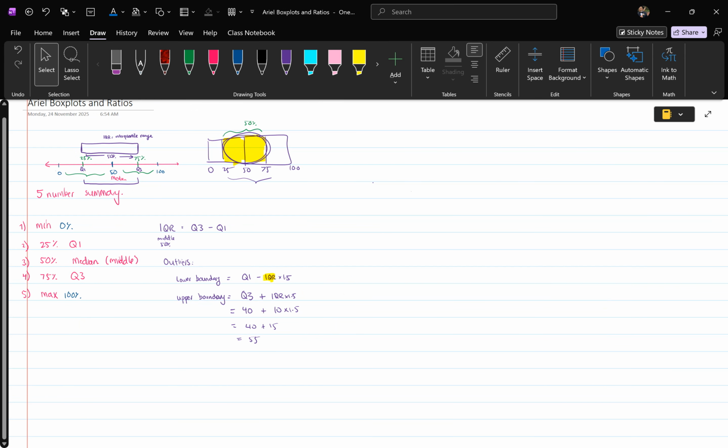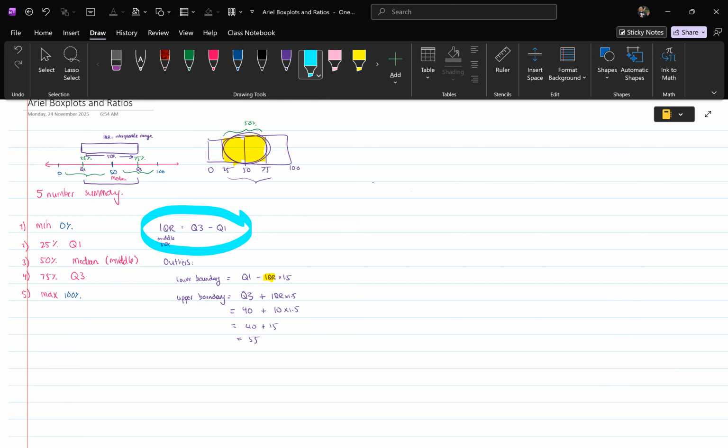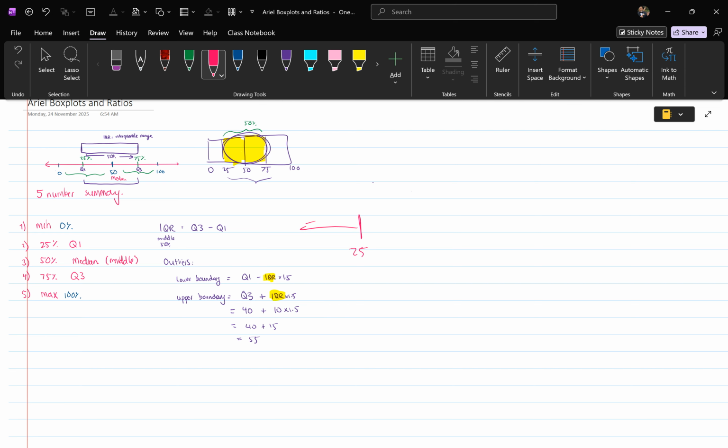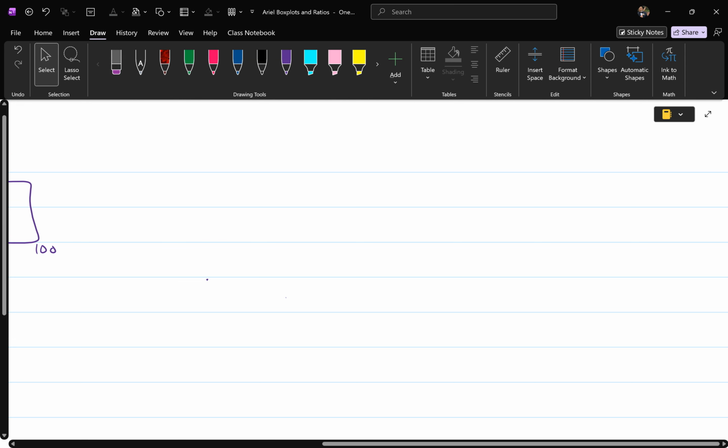So you need to know the IQR and how to calculate it, and that's just the 75th percentile take away the 25th percentile, or Q3 minus Q1. And then you need to work out outliers. For outliers, you need the IQR, and you either go above or below the 25th or 75th percentile. So you always need to find the 25th percentile and go low to find the lower boundary for outliers, and then find the 75th percentile and go up, and that will tell you the upper boundary for the outliers.